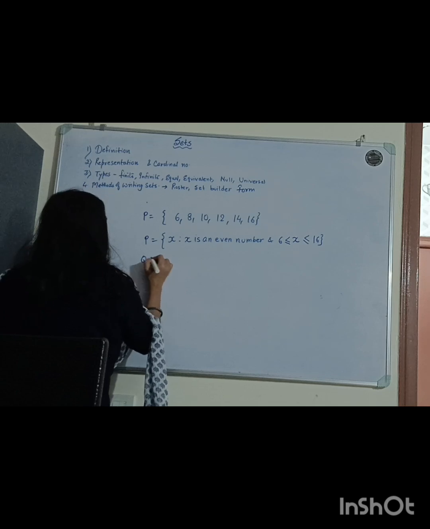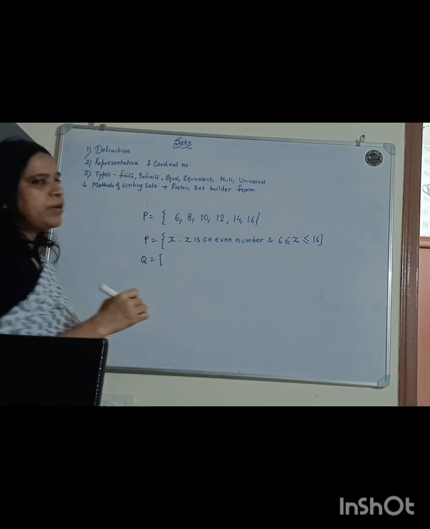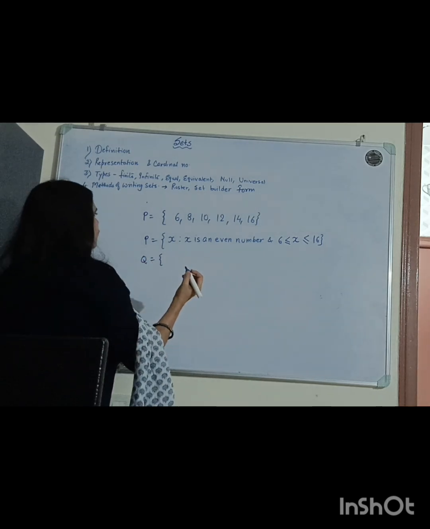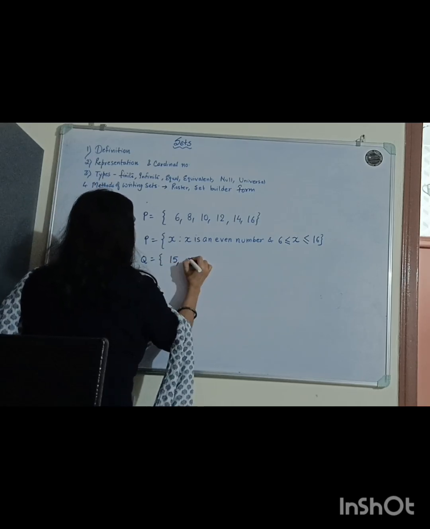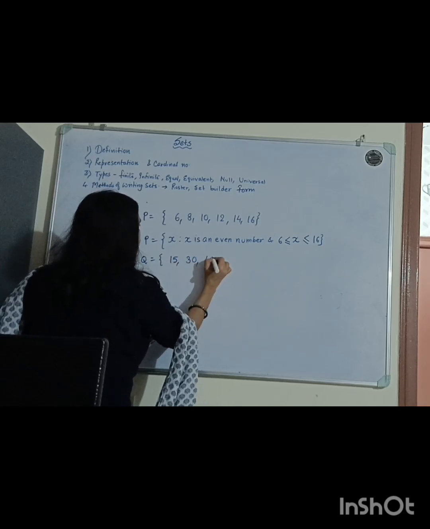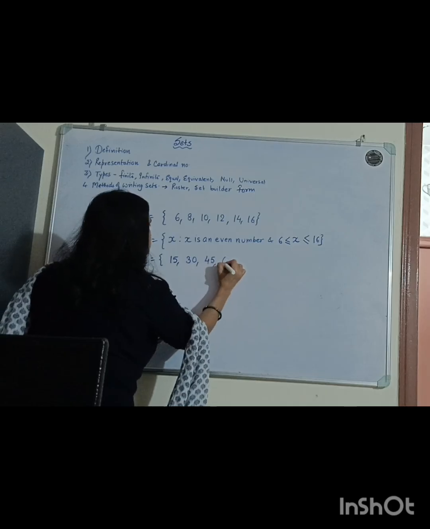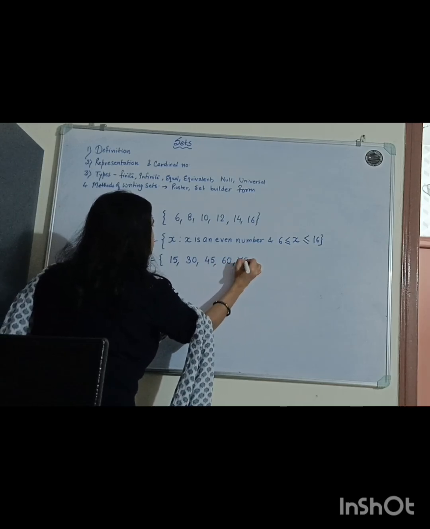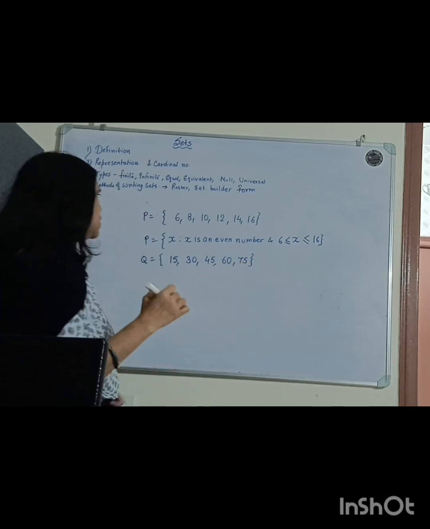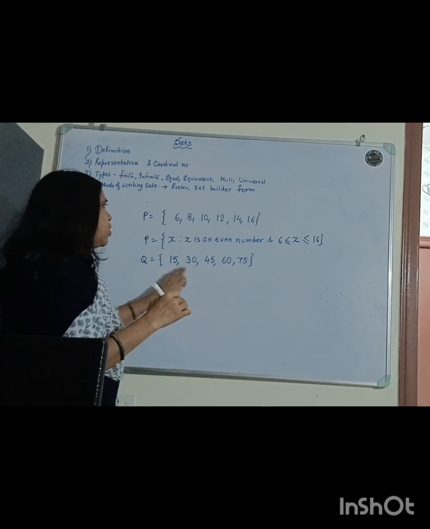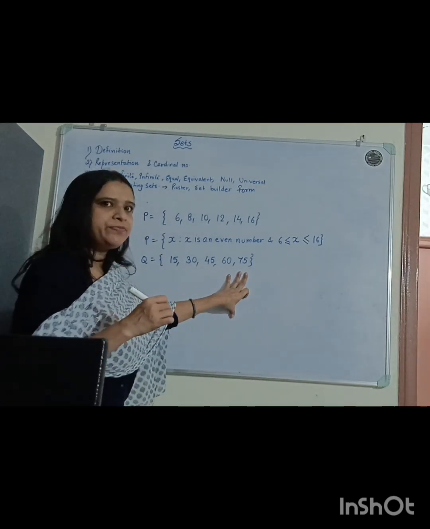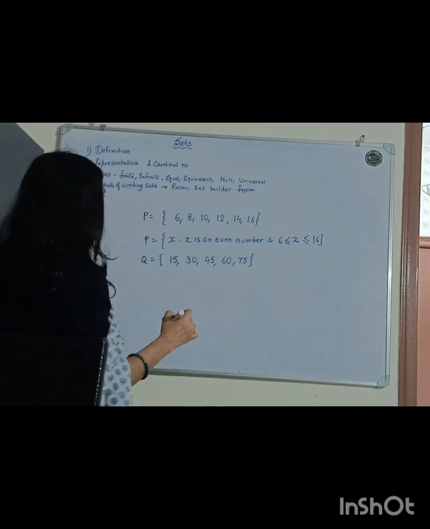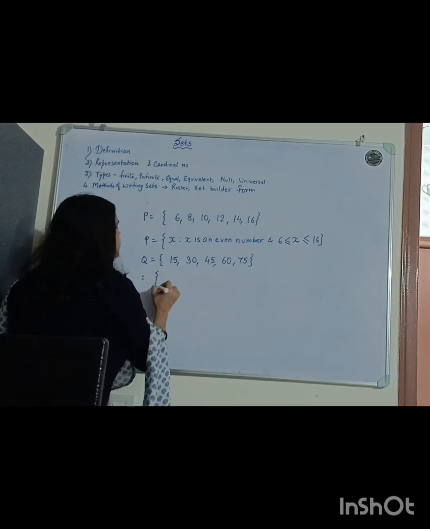Again I am showing you one more question. Suppose I show you one set: 15, 30, 45, 60, 75. You can see here, what is the characteristic? All are multiples of 15. How can we write it in set builder form?